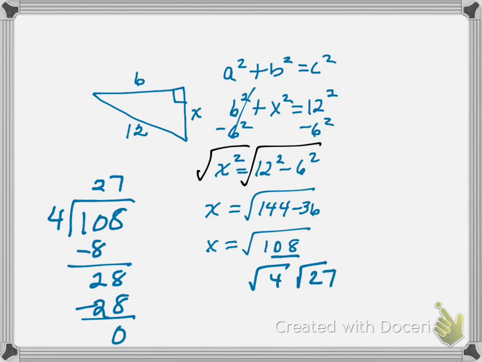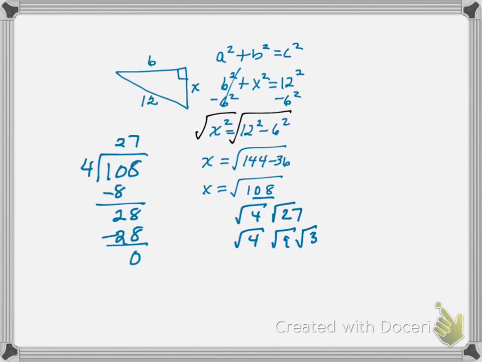Only thing is, 27 breaks down. 27 breaks into 9 times 3. And so now the square root of 4 is equivalent to a plain 2. Square root of 9 is equivalent to a plain 3. Square root of 3 doesn't break into anything, so my answer is 6 square root 3.